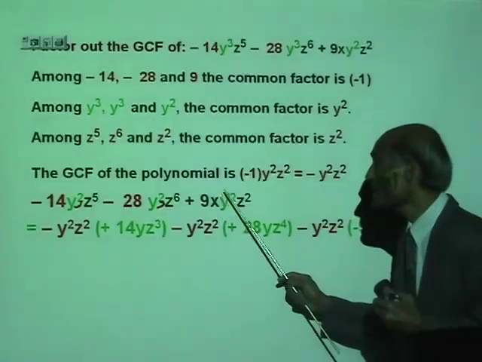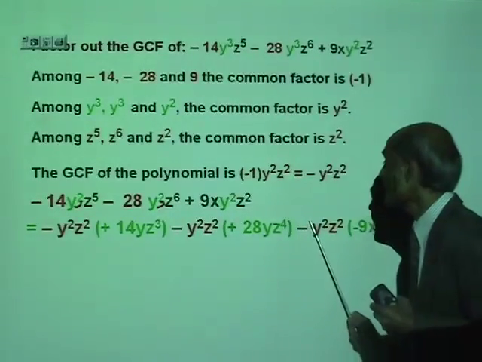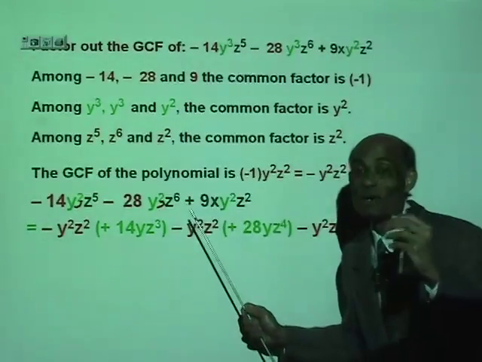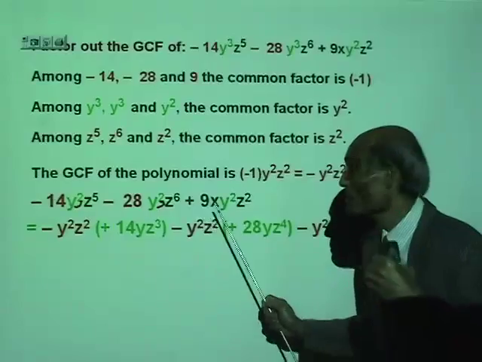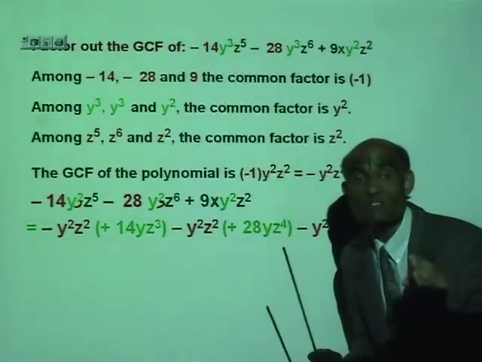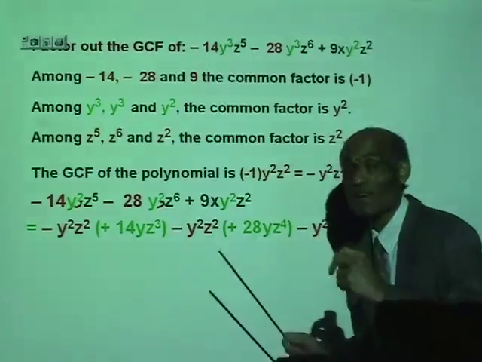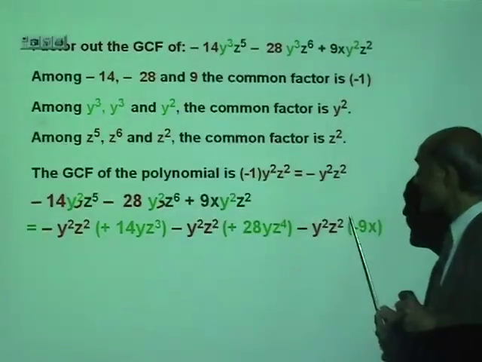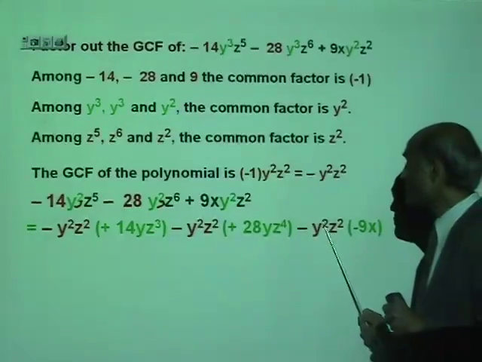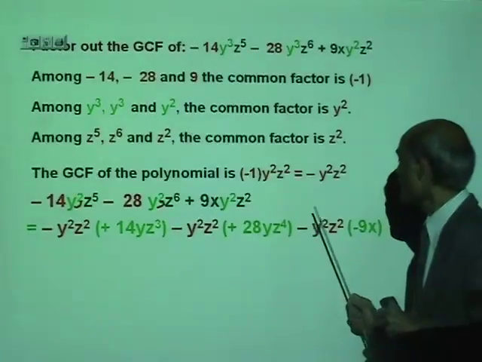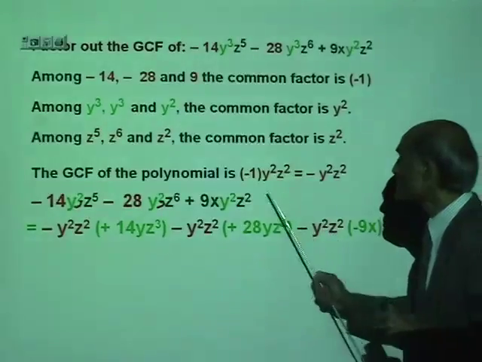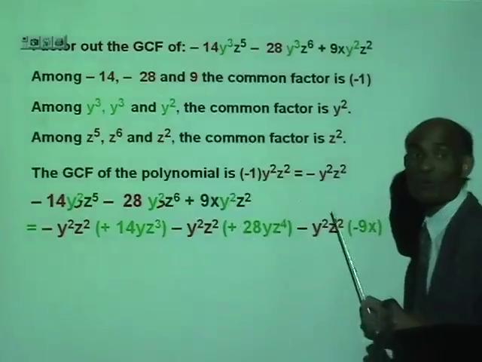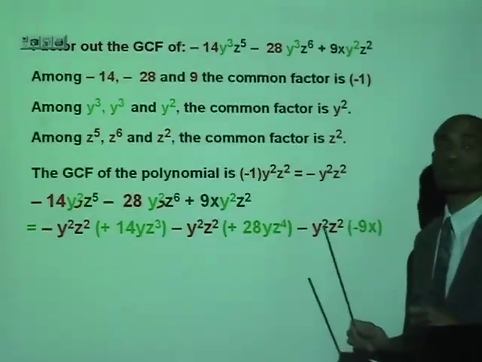And finally, you factored out a negative 1 from a positive 9. What is the remaining factor? Positive 9 is negative 1 times negative 9. After factoring out a negative 1, you are left with a negative 9. Y squared is factored out. Z squared is factored out. And you are left with an x. That will be negative 9x.